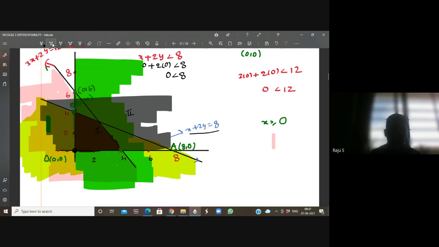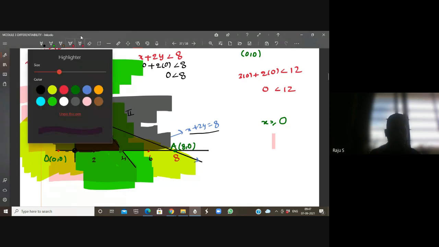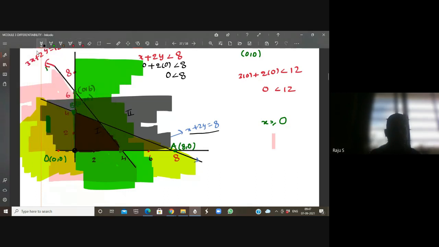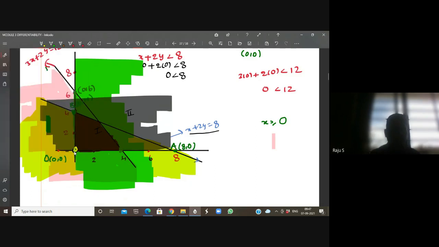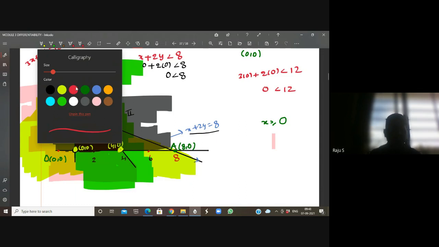And here we have the corner points. I told you very clearly the corner points are very, very important. So what are the corner points here? We know there are three corner points. One is clearly (0, 0), this is (4, 0), and this is (0, 4). Then what about this point? This is the point of intersection of the given lines.